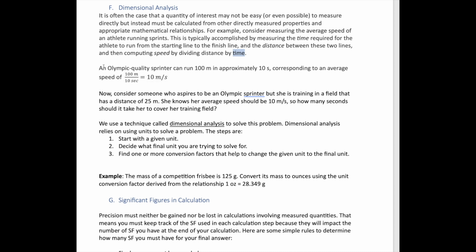Okay, so for example here, the sprinter can run 100 meters in 10 seconds. What's the speed? Simply 100 meters divided by 10 seconds. And that gives you 10 meters per second. It's a unit that is a ratio of two other units.